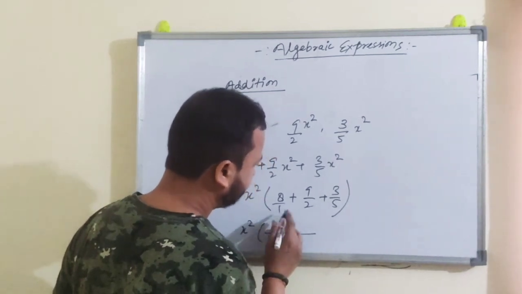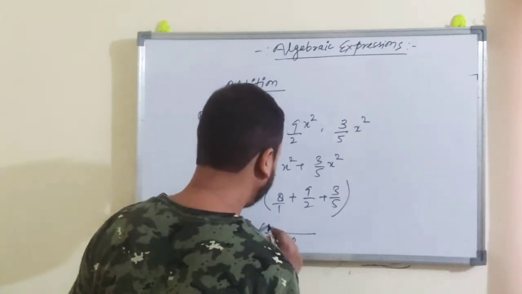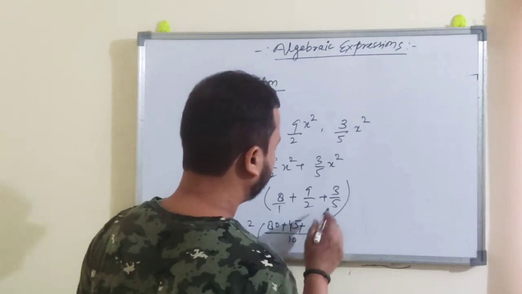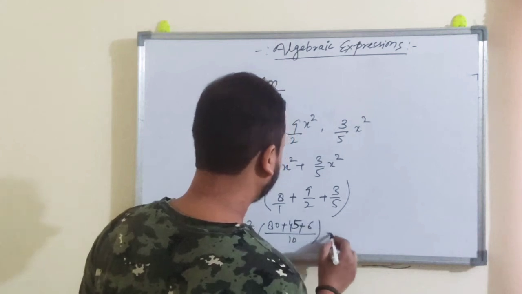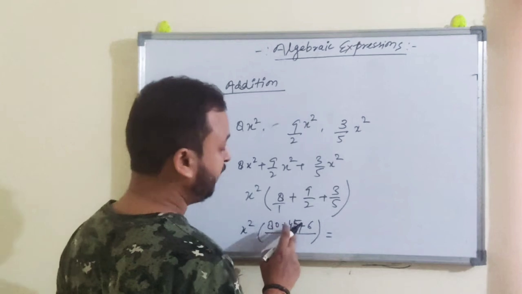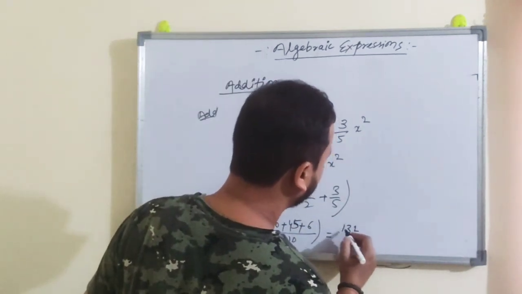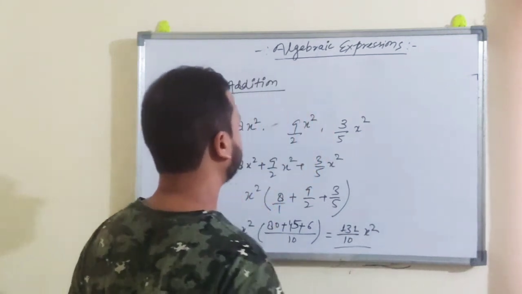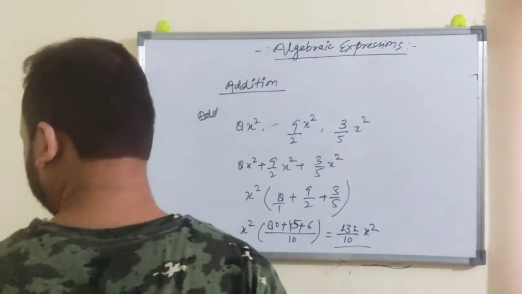So x square over 10. 8 times 10 is 80. 2 fives are 10, that is 45. 5 twos are 10, that is 6. So 80 plus 45 is 125, plus 6 is 131, so 131 divided by 10 x square. This is your answer. So this way you have to add, right?